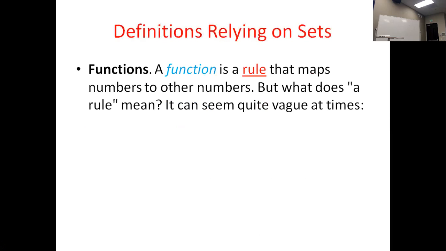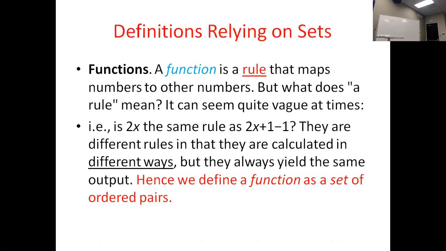We will talk about functions later, but for example, a function is a rule that maps numbers to other numbers. But again, what's a rule? That seems quite vague at this time. You will understand it later in other chapters. For example, is the rule 2x the same as 2x plus 1 minus 1? Well, they are different rules, even though they yield the same output, because plus 1 minus 1 cancels out. But they are different rules.